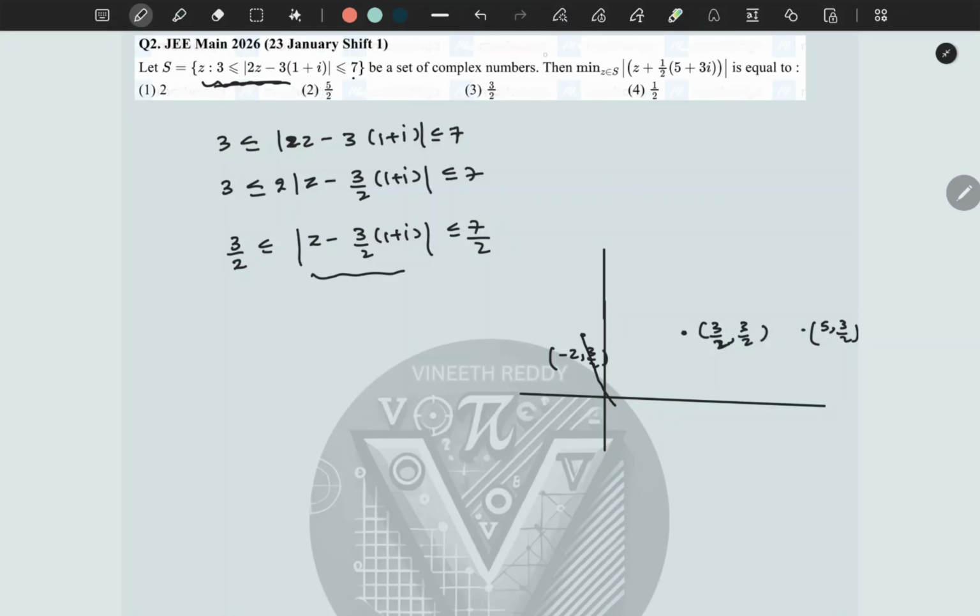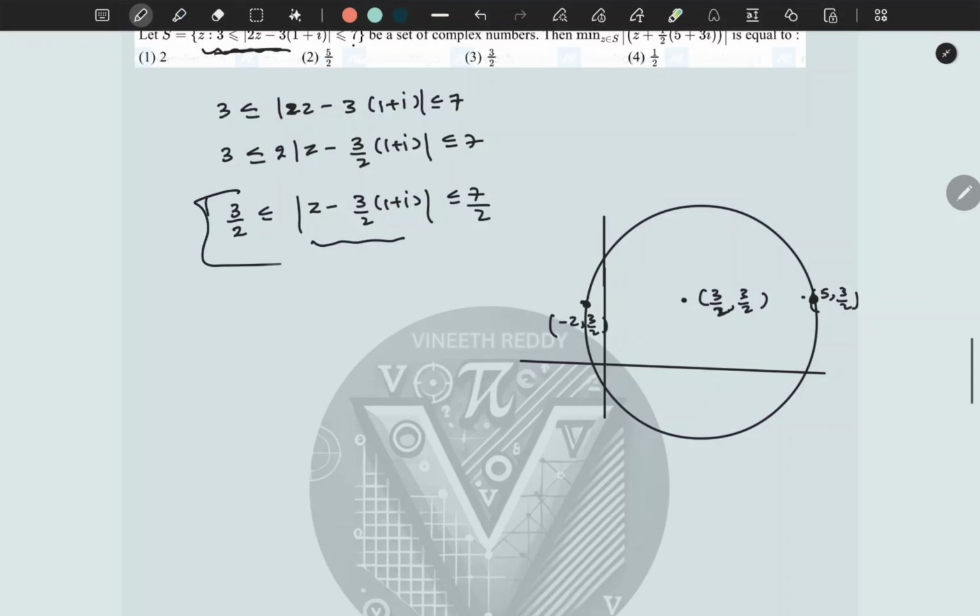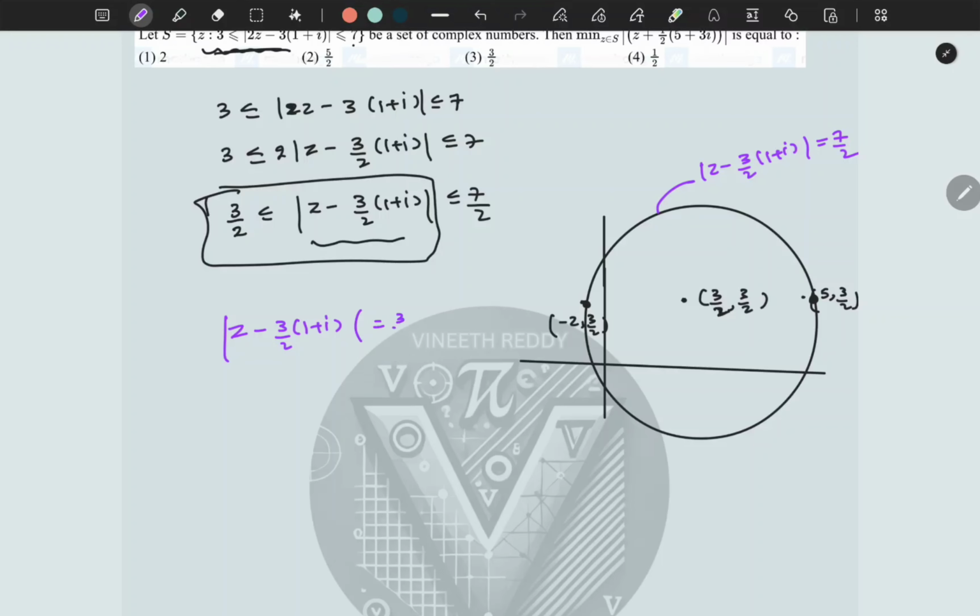Now we don't know, the circle may pass through the third quadrant also, we have to check. Anyways, I'm just drawing a rough diagram, dear students. So the diagram is somewhere like this. When I take this part, it should be a disc with center 3 by 2 comma 3 by 2, and the region lying on the circle and outside the circle of radius 3 by 2. Now I hope you're understanding what I'm doing: this circle equation is mod of (z minus 3 by 2) into (1 plus iota) equals 7 by 2. Now I'm trying to draw a circle mod of (z minus 3 by 2) into (1 plus iota) equals 3 by 2, dear students.